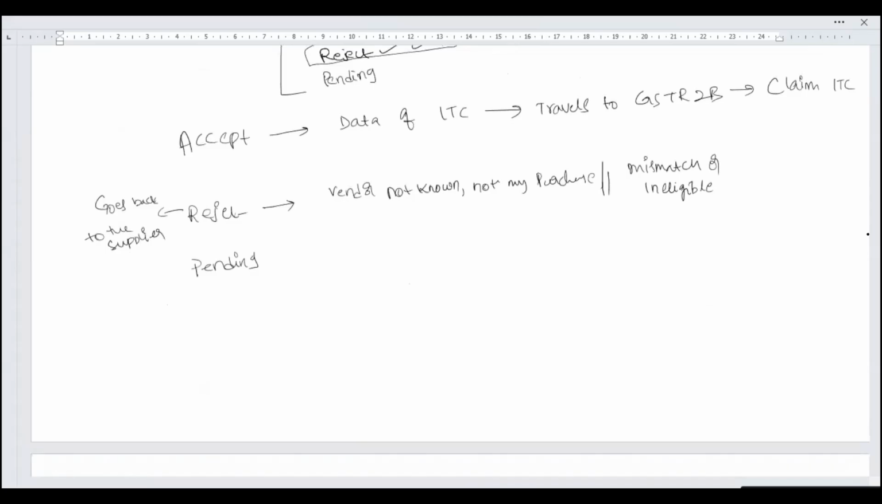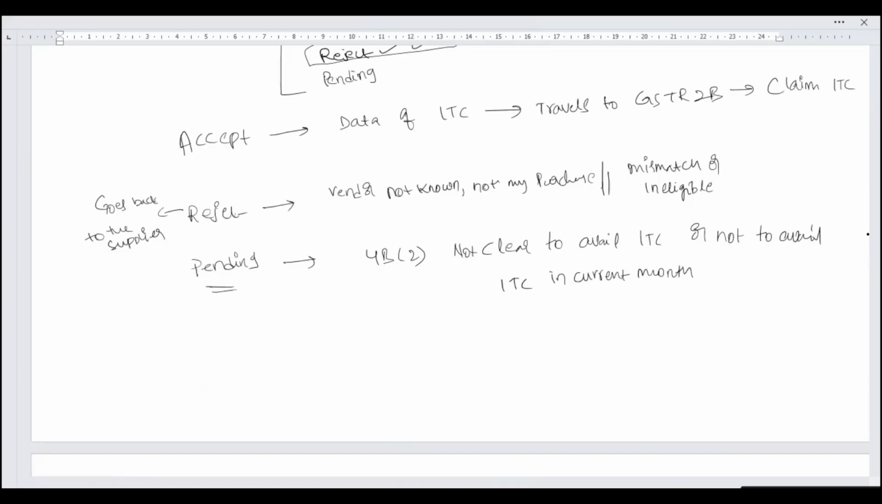Then there is something called pending, like your 4B2 reclaimable statement. Now, the entire purpose of that gets disturbed if I click this button called pending. Pending means it is not clear whether to avail ITC or not to avail ITC in the current month. On account of this, I can keep it pending. This is what they say.